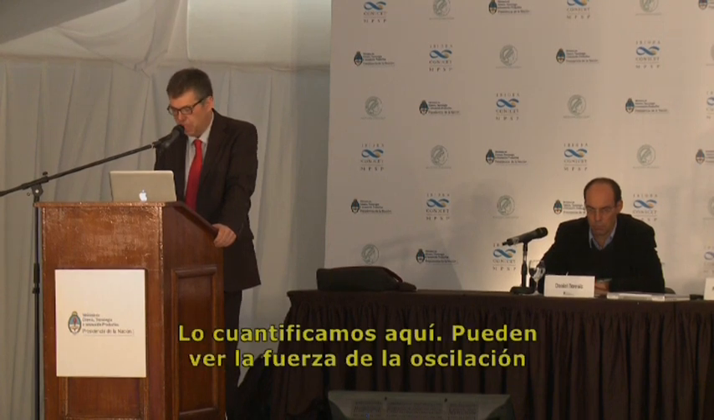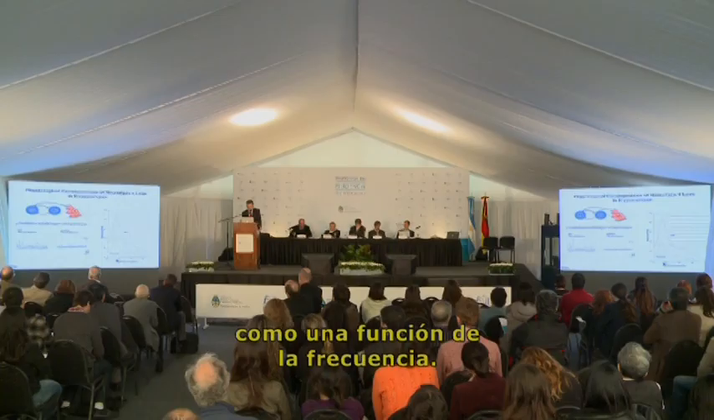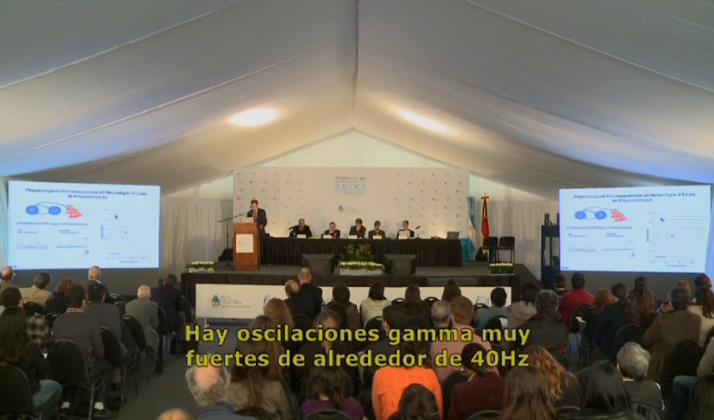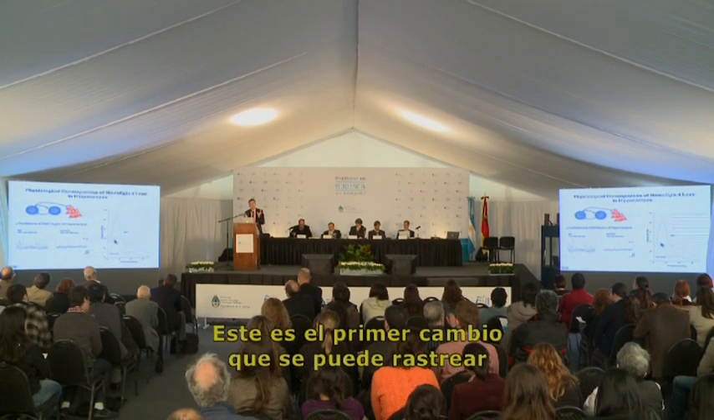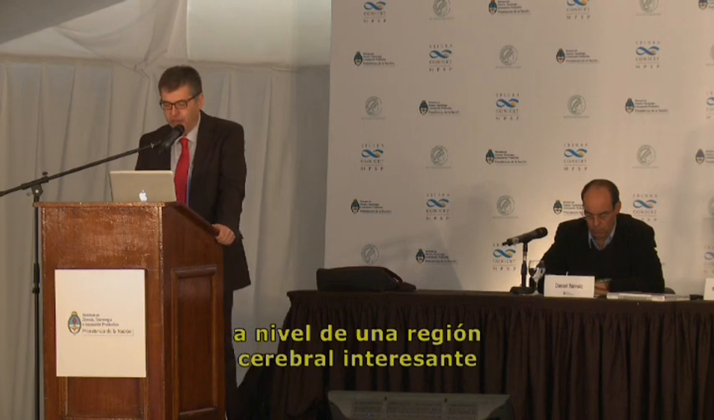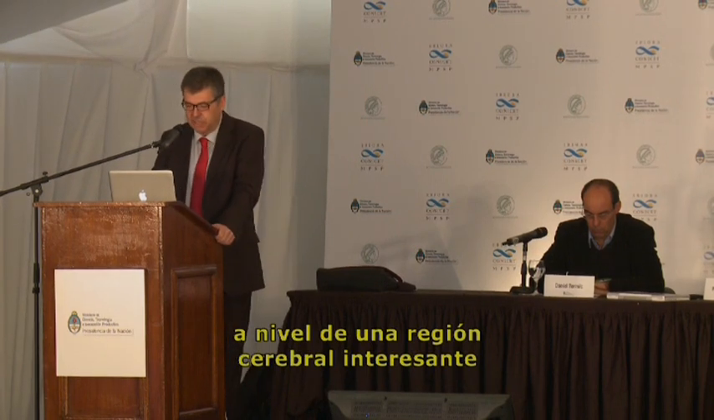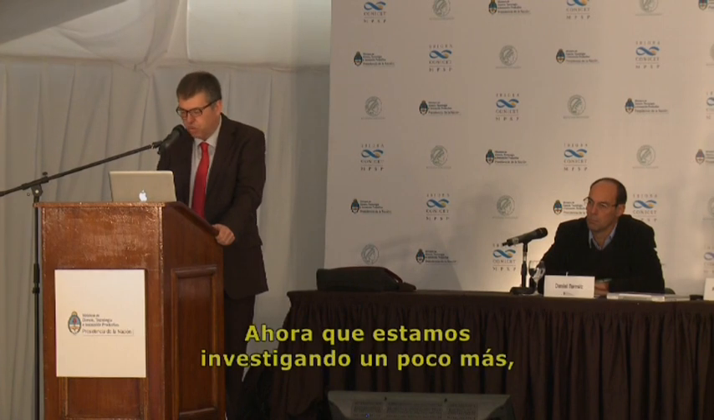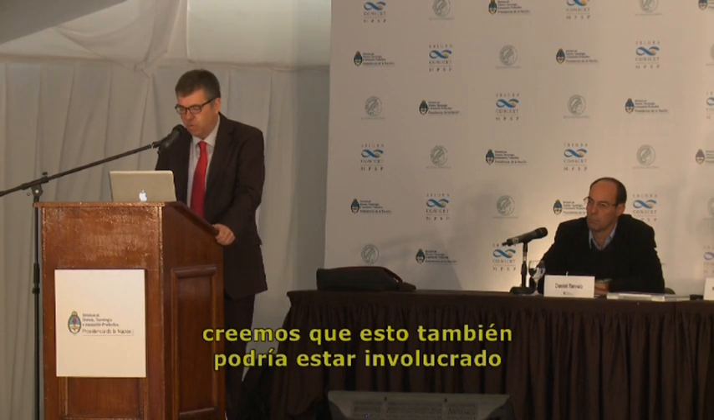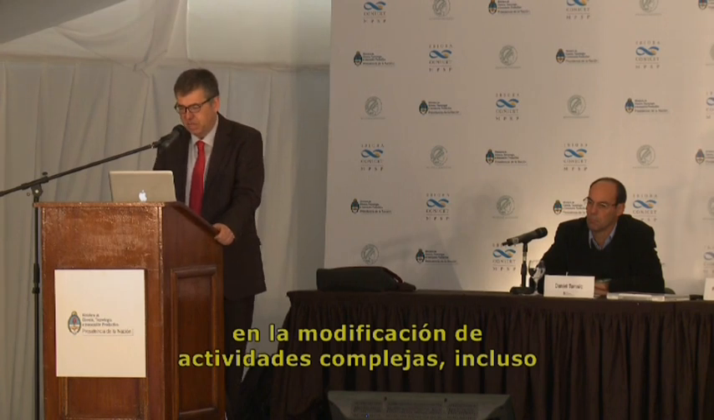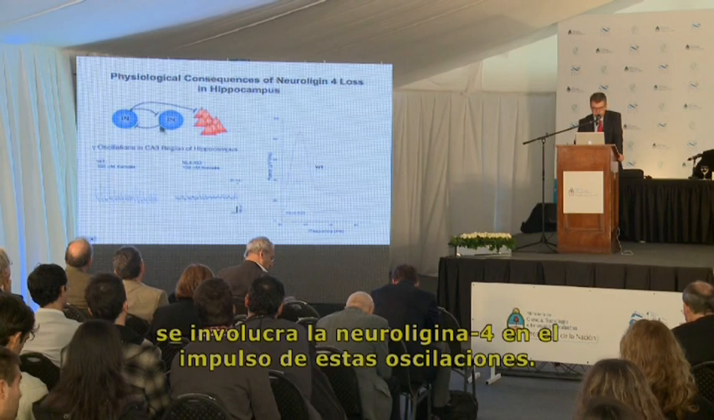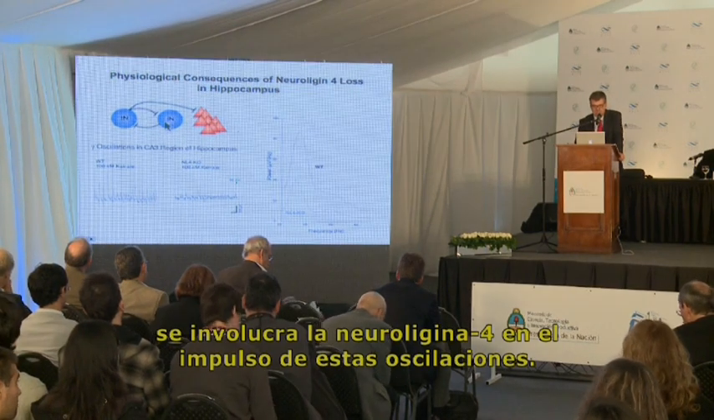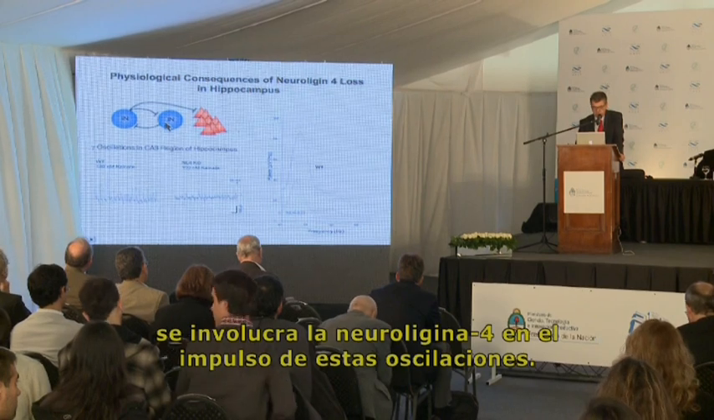This is quantified over here, where you see the power of the oscillations as a function of the frequency. There are very strong gamma band oscillations in the range of 40 hertz in the wild type, and very much less in the knockout. This is really the first tractable change at the level of an interesting protein, in an interesting brain region, in these neuroligin 4 knockouts, and we are now exploring this further. This may well be involved in modifying complex activities, even learning activities, and future studies will have to help us understand how neuroligin 4 is involved in guiding or driving these oscillations.